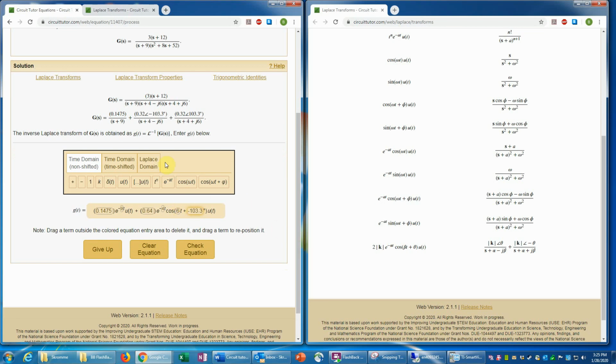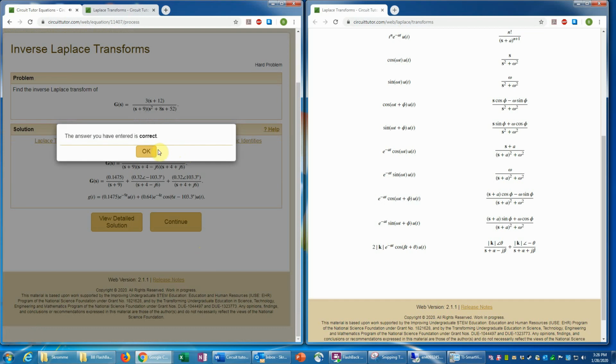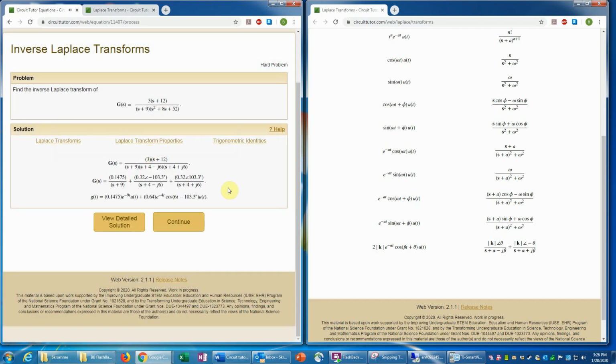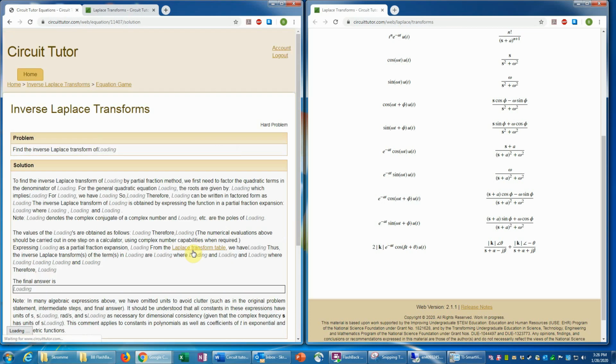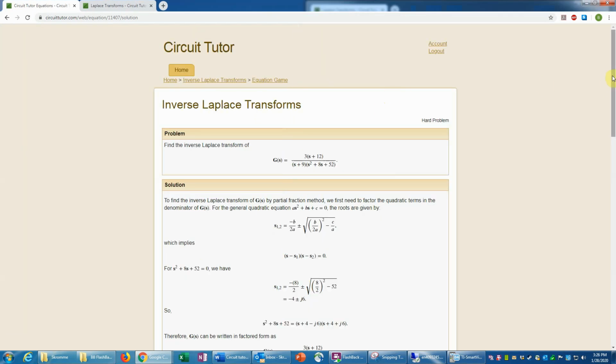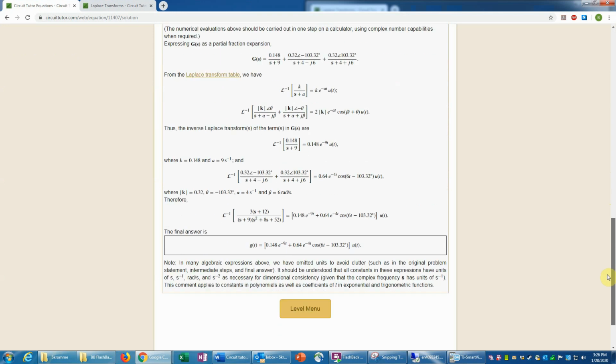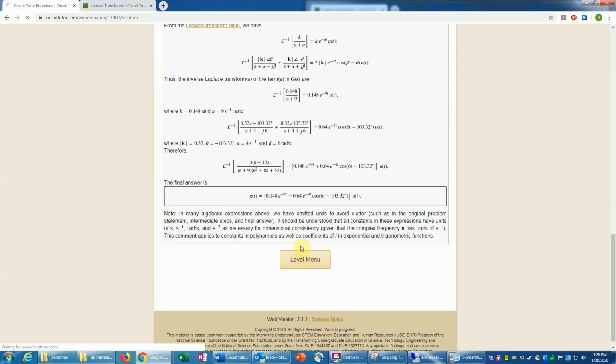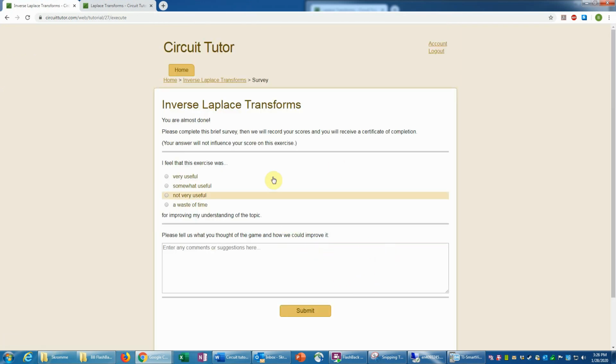Okay, so that should be the complete expression in the time domain for this problem. So we'll check that. And that is correct. So now it gives us a brief summary. Again, if you wanted a more detailed solution showing you all of the steps, you can always click there and get those details. But basically that concludes the hard level on this exercise.